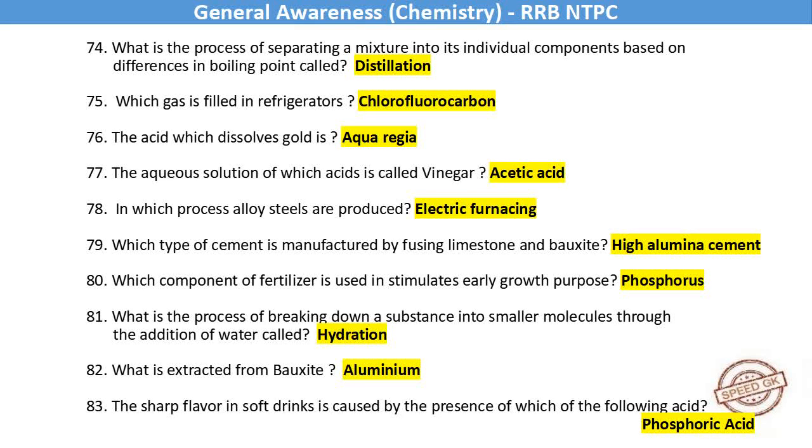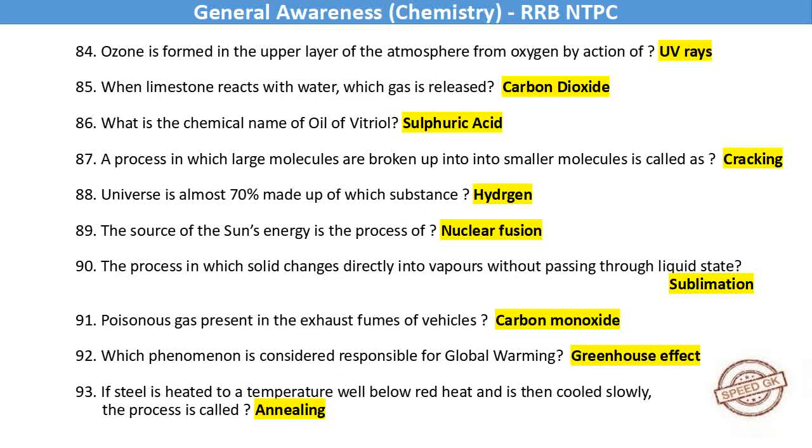Aluminium. The sharp flavor in soft drinks is caused by the presence of which acid? Phosphoric acid. Ozone is formed in the upper layer of the atmosphere from oxygen by action of UV rays. When limestone reacts with water, which gas is released?